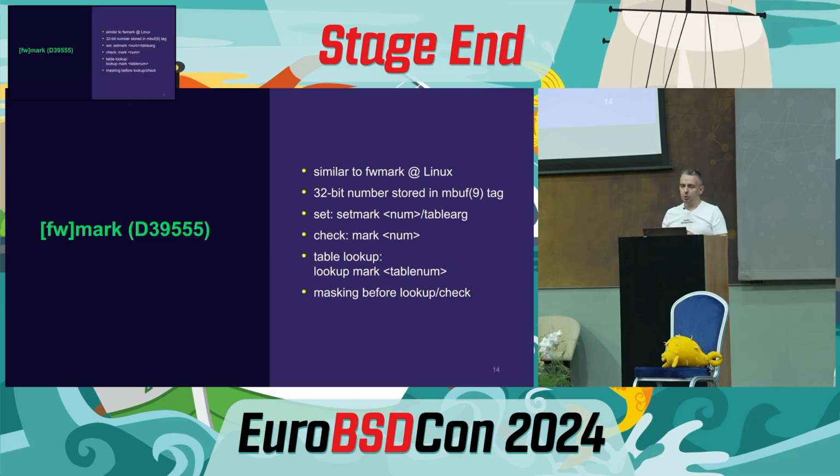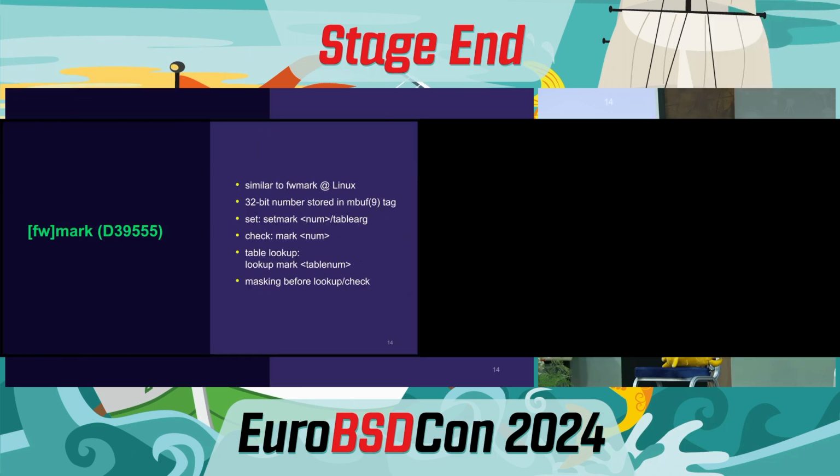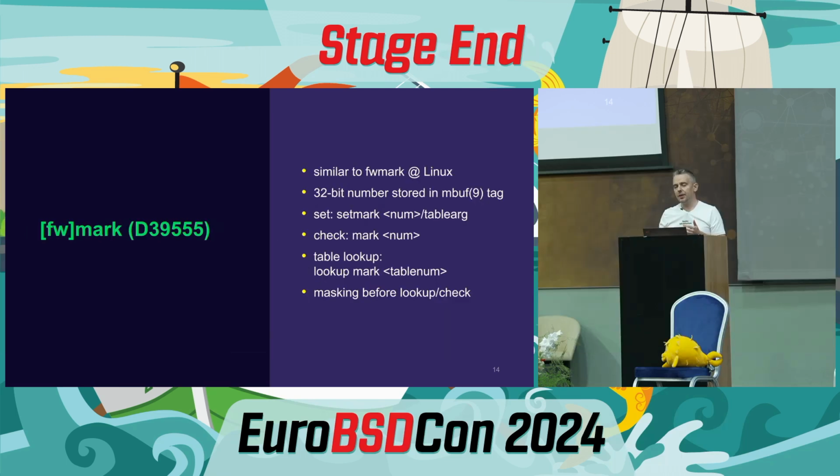So this is a 32-bit unsigned number. It is saved in an mbuf tag for each packet. You can set it using the Ipfw setmark action. You can make a check with a mark opcode. You can do a lookup in lookup tables for that. And the most valuable thing for me is every time you use mark, you can mask out some bits. So you can play with the mark as a bit field value.